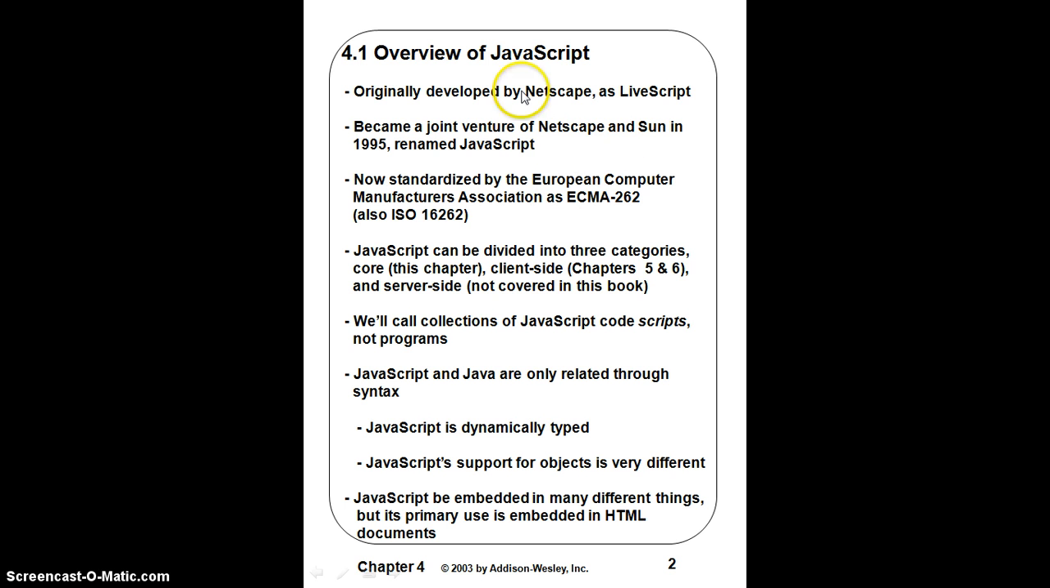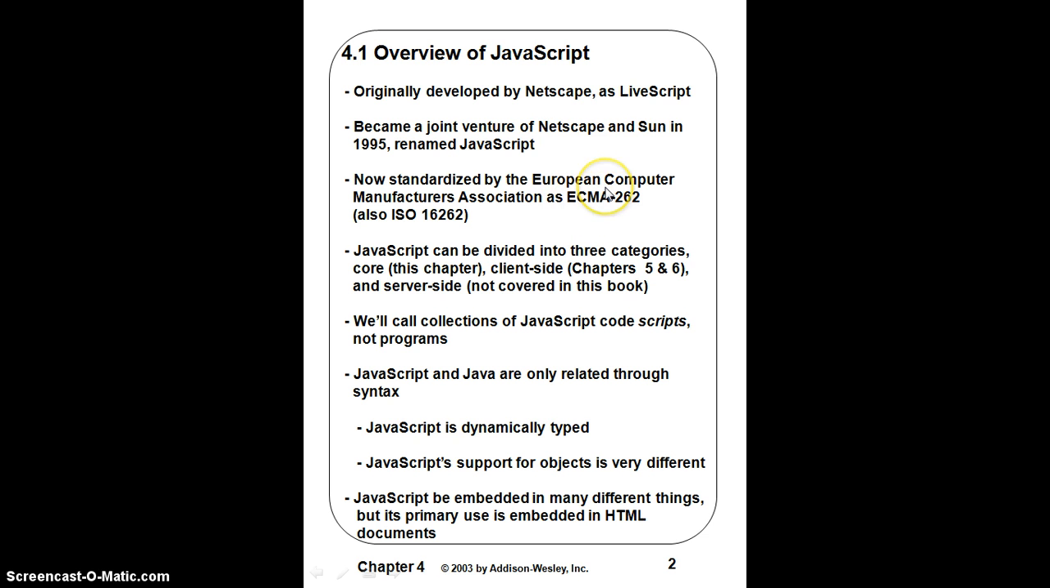It was originally developed by a software company called Netscape, and first they named it LiveScript. After Netscape combined with Sun Microsystems in 1995, they called it JavaScript. JavaScript is standardized by a code called ECMA 262.